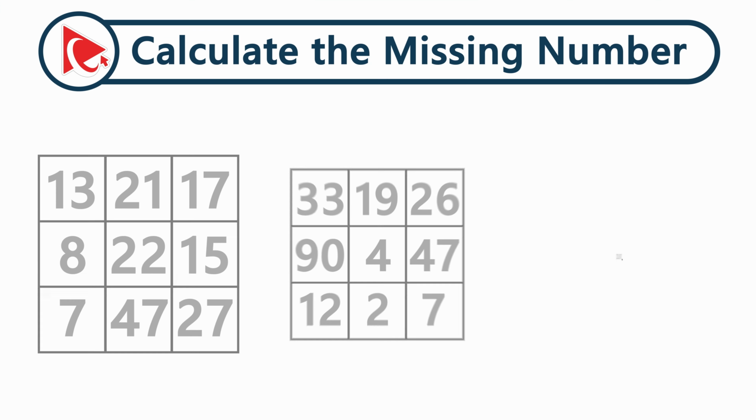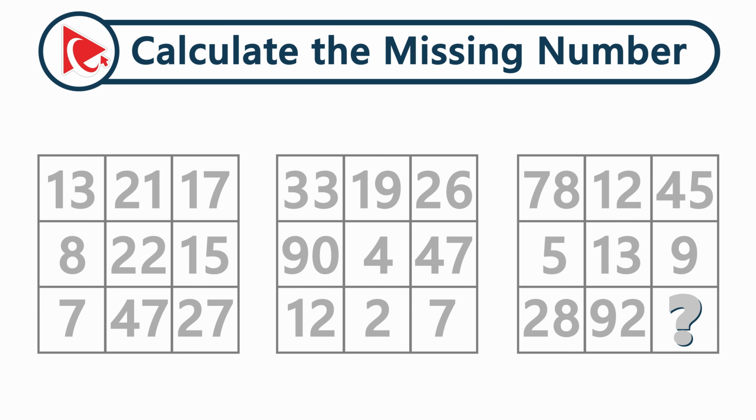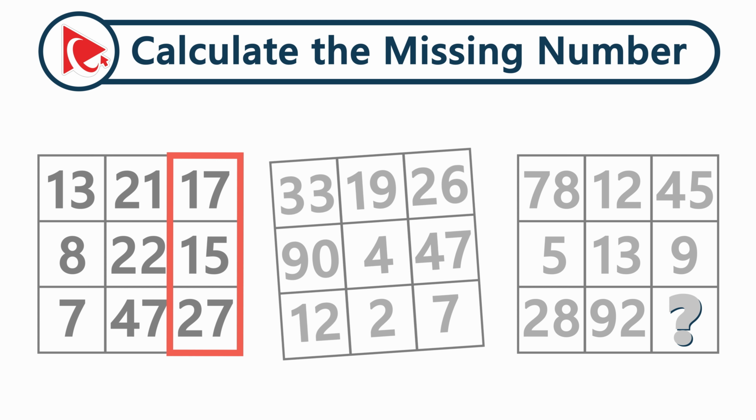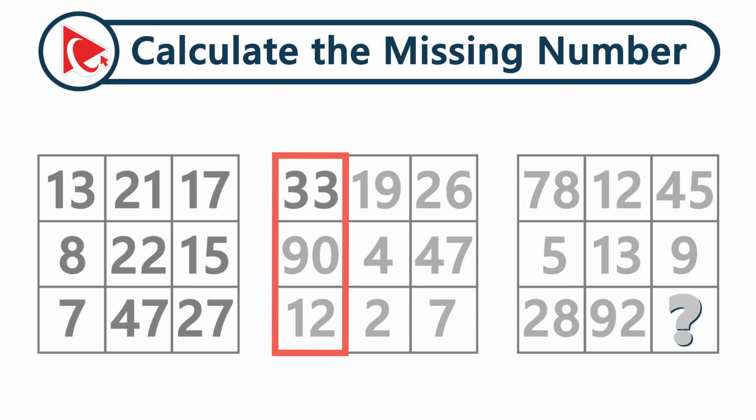You're presented with 3 squares. Each square has 9 numbers inside. The first square has numbers 13, 8, and 7 in the first column, 21, 22, 47 in the middle column, 17, 15, and 27 in the right column. Then comes the second square. It has numbers 33, 90, and 12. Then, in the middle column, it has numbers 19, 4, and 2.